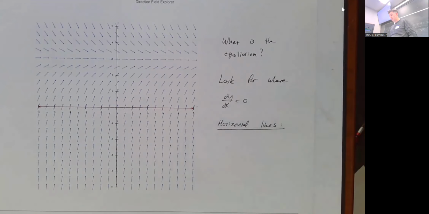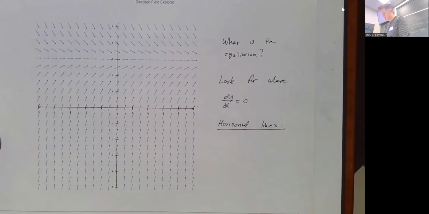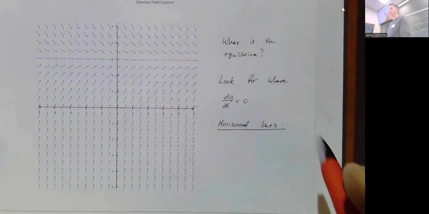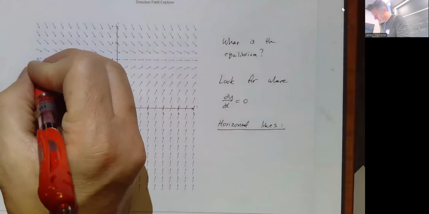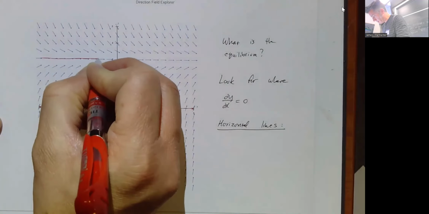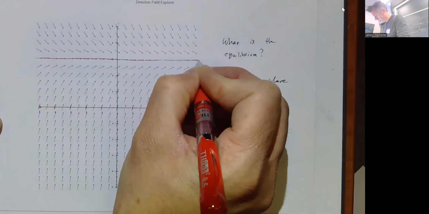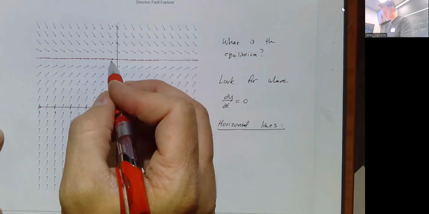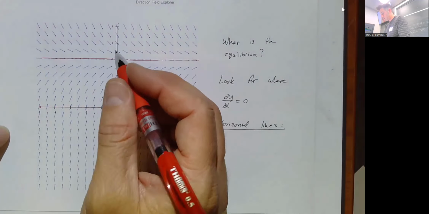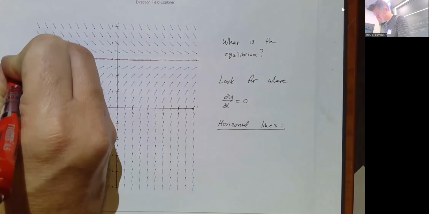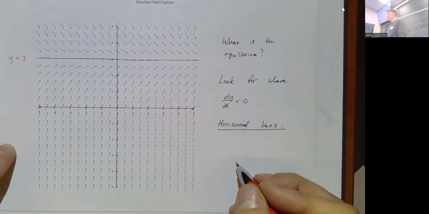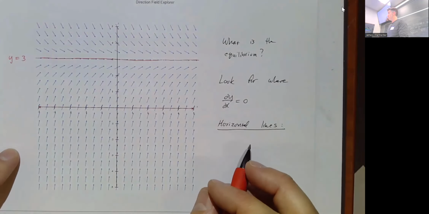So I can see one place where I have a bunch of horizontal lines. Right there. All those lines are horizontal. So I can see that, yeah, that definitely looks like an equilibrium where, I don't know if you guys can see the numbers there, but that is where y is equal to 3. So it certainly looks like y equals 3 is an equilibrium.